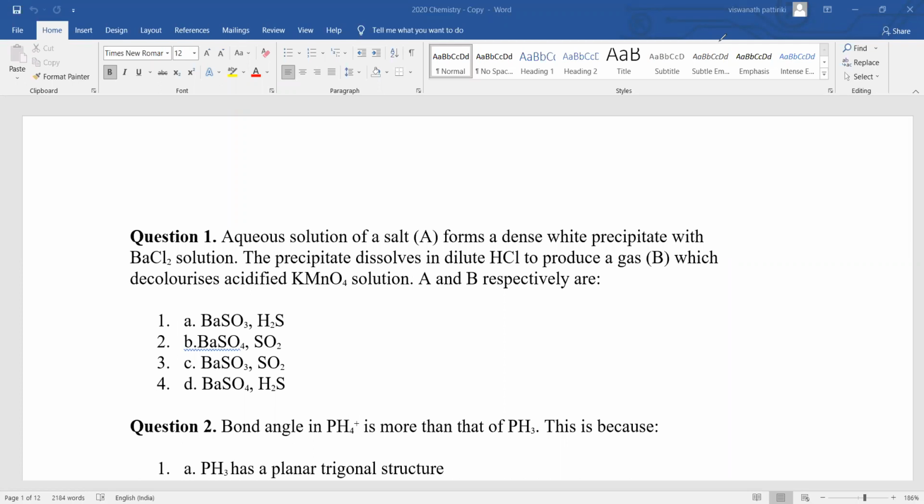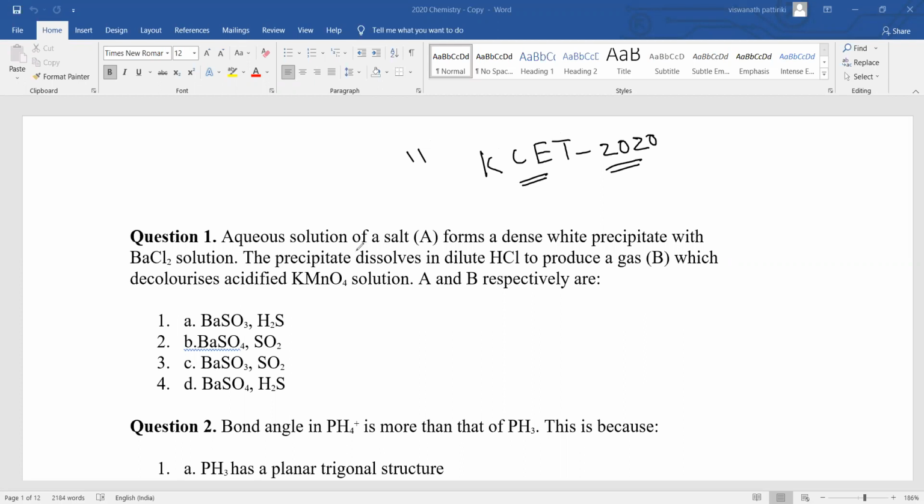So this is whatever we are going to discuss. This is the KSET 2020 paper. Okay, so directly I write the solutions here. So what is the first question?